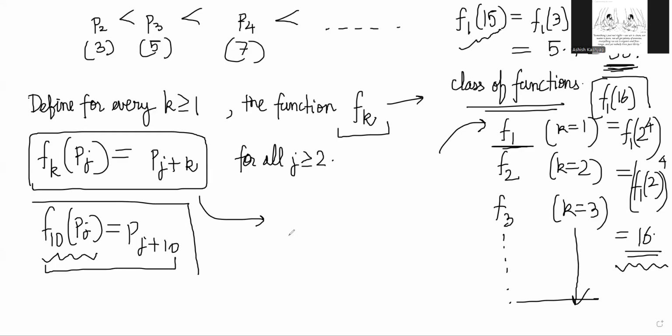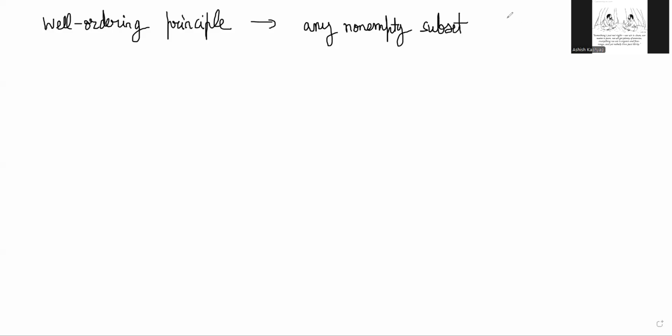The next question that we'll discuss is of a slightly different kind, where we'll introduce for the first time the principle which is known as the well-ordering principle, right? So I will just write down what the well-ordering principle is. What this says is that any non-empty subset of natural numbers has a least element.